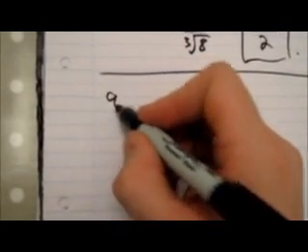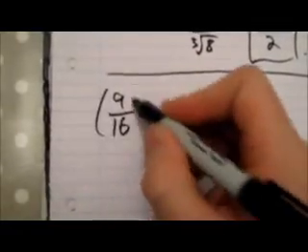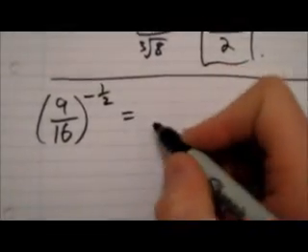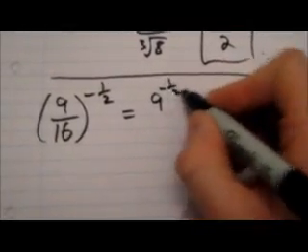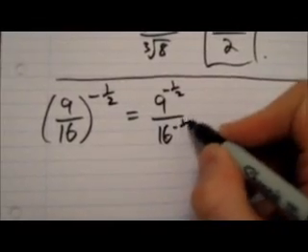Alright. A similar kind of question might be something a little bit trickier now. Might be something like 9 over 16 to the power of minus 1/2. So this is definitely a bit trickier. So this is 9 to the power of minus 1/2 over 16 to the power of minus 1/2.